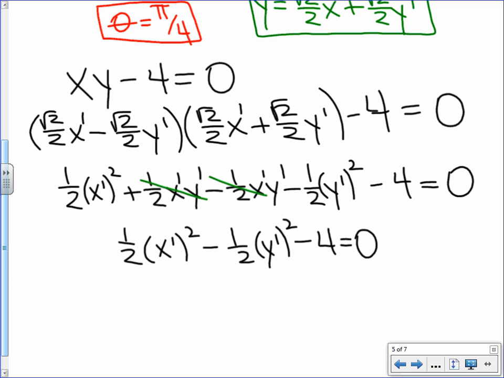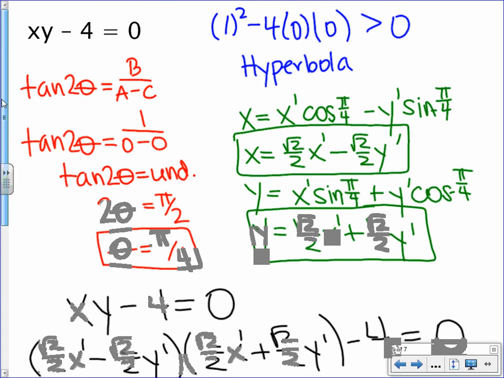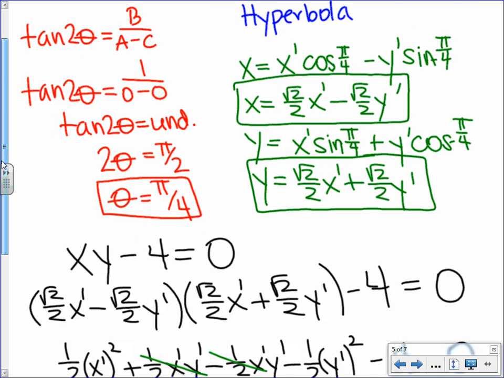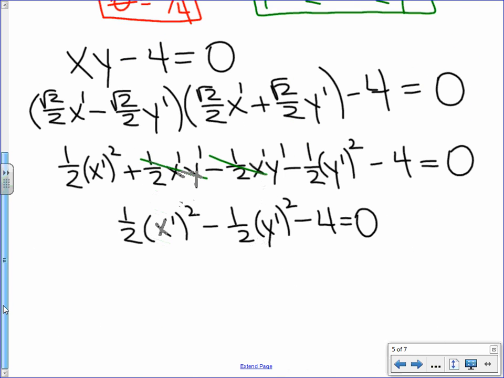Okay. Once we get the x prime y prime terms out of there, we now have something that looks more familiar, like what we had yesterday. Okay, let's go back up to the beginning. What type of conic is this supposed to be? A hyperbola. So we need to get this into standard form. Lucky for us, do we have to complete the square? We don't, because there's not an x prime term or a y prime term. We only have the squared terms.